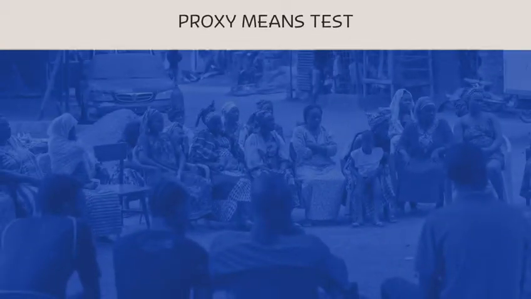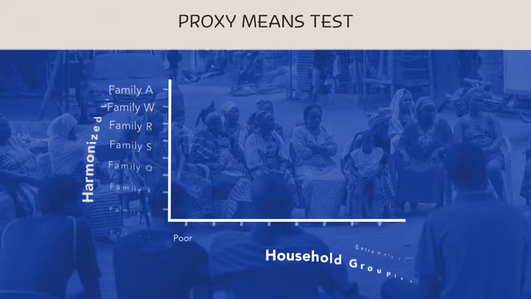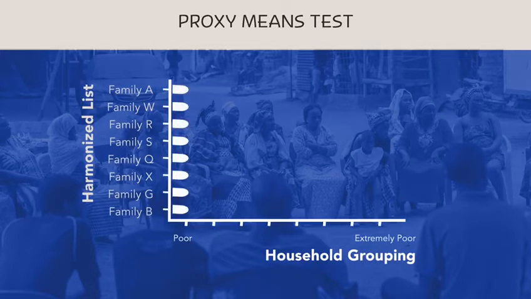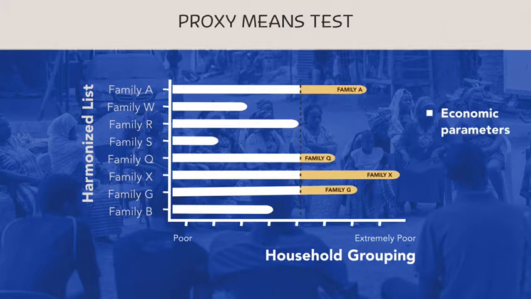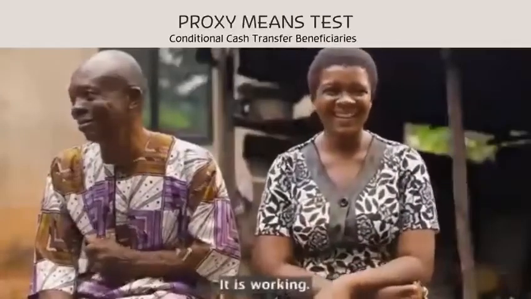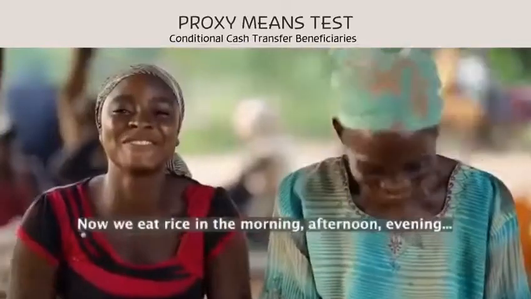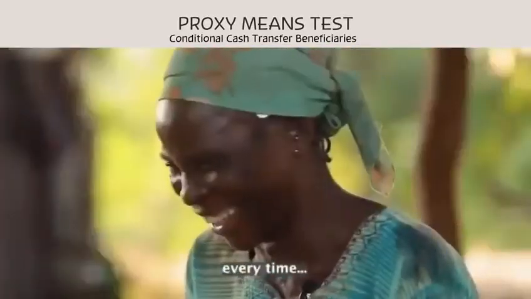The last targeting method is the proxy means test. It is a system for grouping households that are already in the register from the poor to the poorest, based on different economic, asset, and social parameters for targeted interventions. Beneficiaries of the federal government's conditional cash transfer emerge through this ranking method.